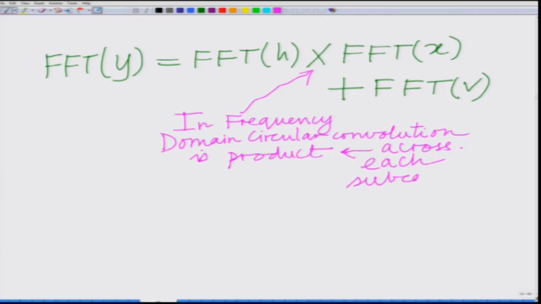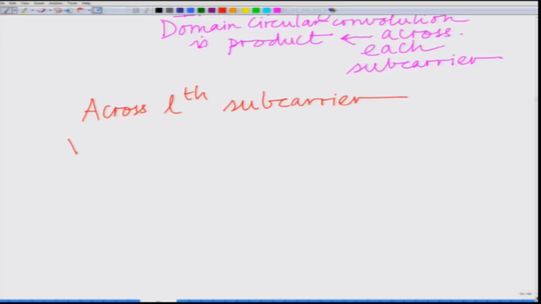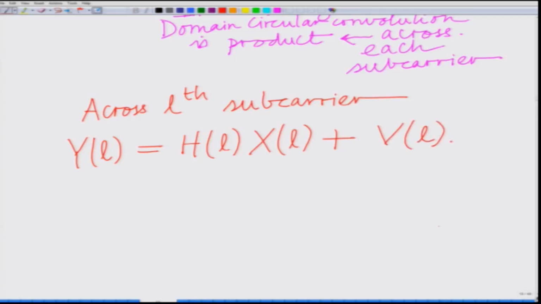That is the important aspect, because each subcarrier represents a frequency component, and therefore, across each subcarrier, what do we have? For instance, across the Lth subcarrier, and remember, we have n equal to 4 subcarriers, we have YL equals HL times XL plus VL, and this is the most important result, where YL is the output symbol across subcarrier L.